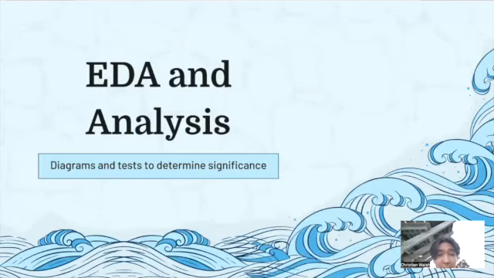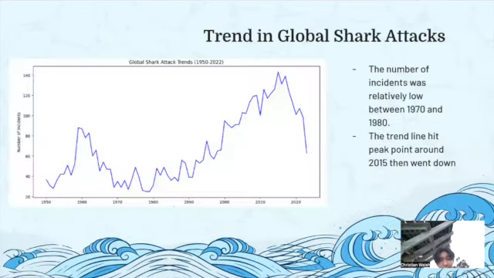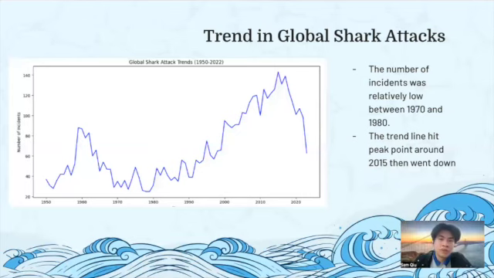We'll now move on to our EDA and analysis, where we use diagrams and tests to make sure that our claims are going to be significant. So over here, we just have a quick look at the overall incidence from 1950 to present, and it seems to have spiked around 2015.